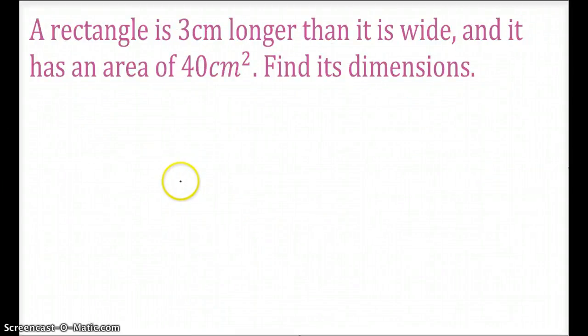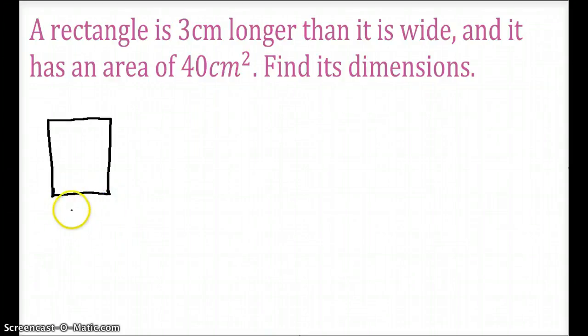Okay. Next question says, a rectangle is 3 centimeters longer than it is wide, and it has an area of 40 centimeters squared. Find its dimensions. So I'm just going to draw a picture of it now. It's longer than it is wide, so its length is longer. So here's my rectangle.